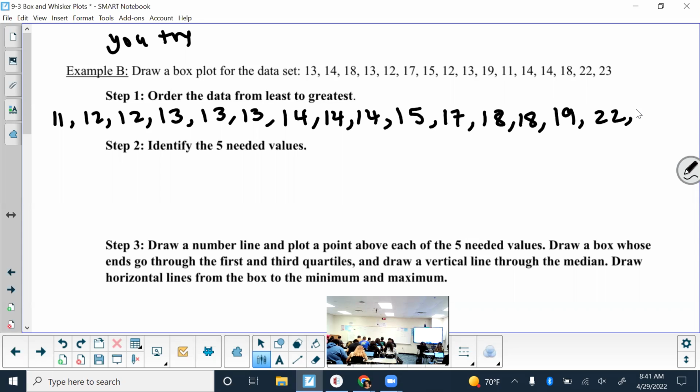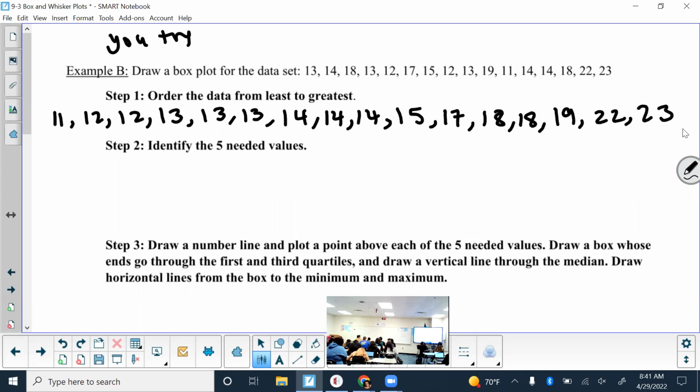All right, how many values did we start with? 16. So in my list, I should have 16. And I do, right? Did I miss any? Okay, so the first step probably seems like not a big deal, but if you mess up the first step, you mess up everything else. So make sure it's always in order from least to greatest.